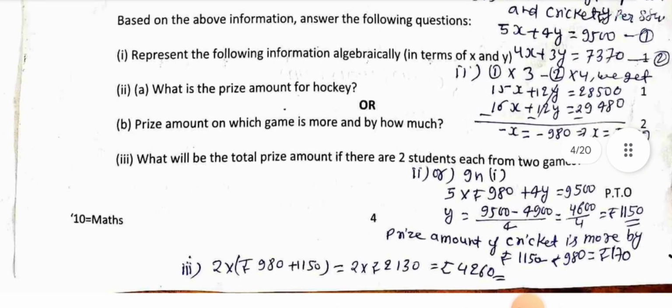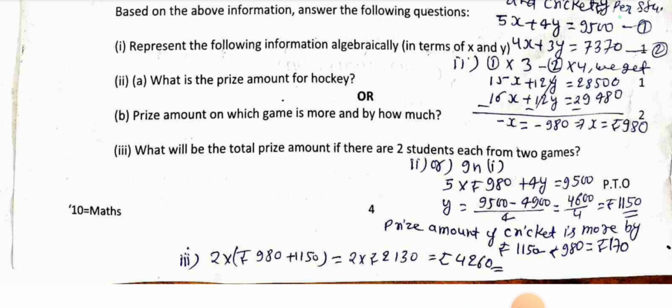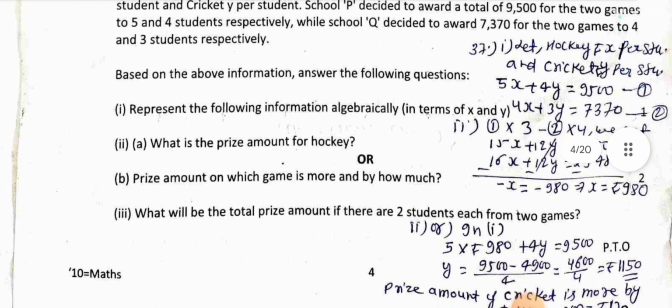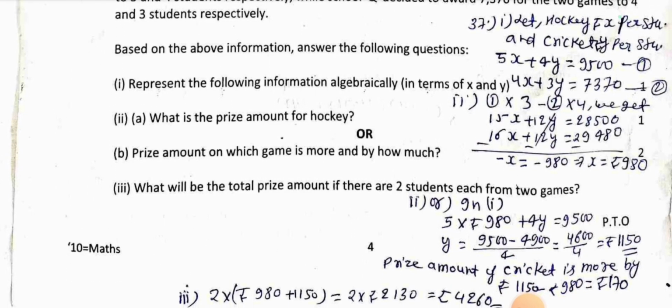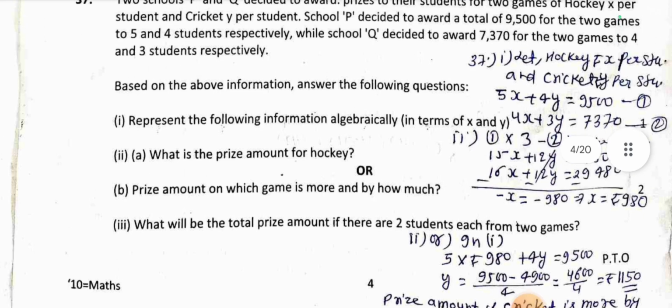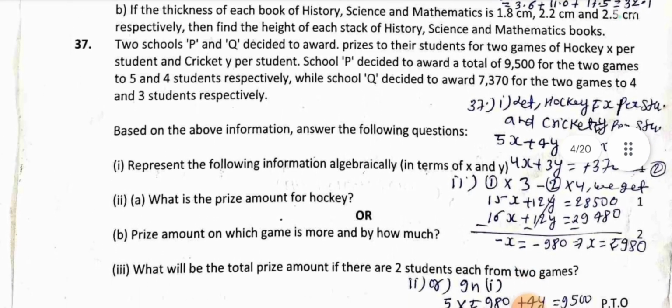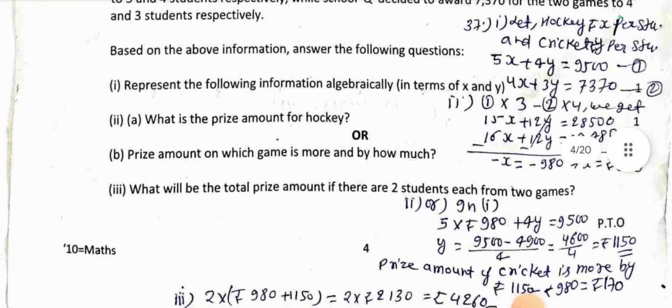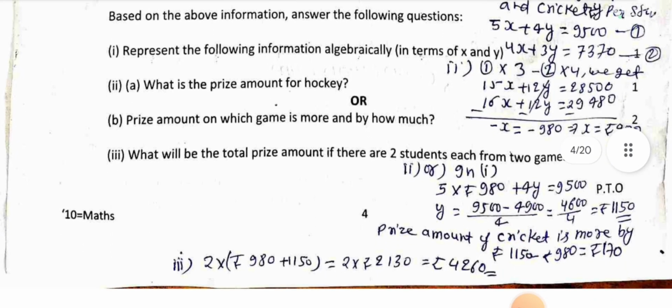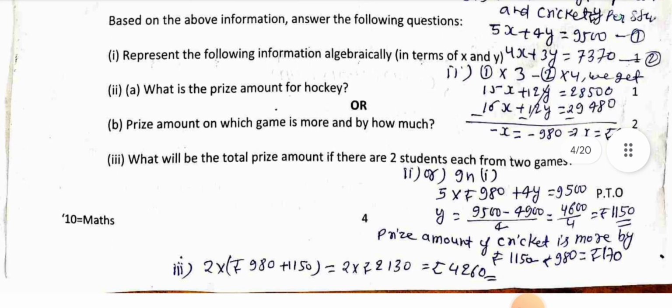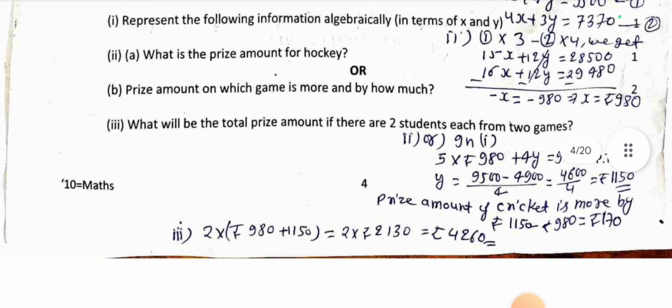If we multiply 1 into 3 minus 2 into 4, we will get x equal to 980, which means 980 rupees per student. Answer for hockey: total x rupees per student, so 980. Question second of B. Prize amount on which game is more, and by how much?